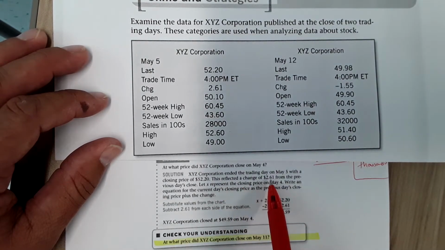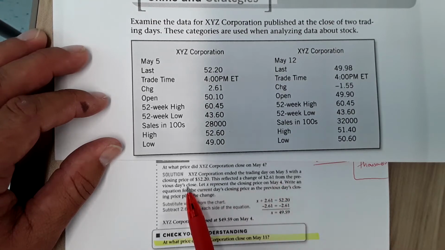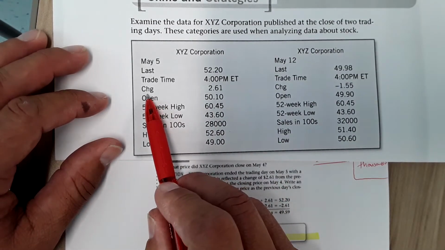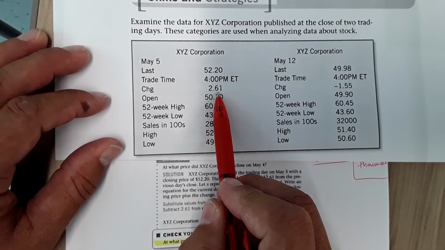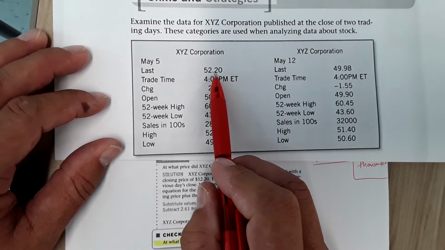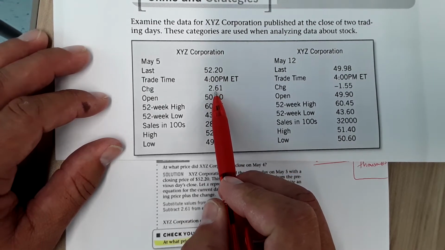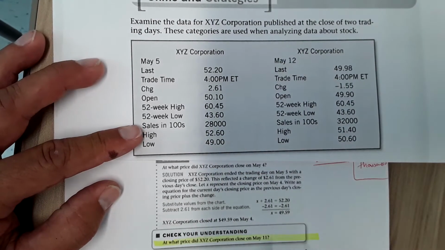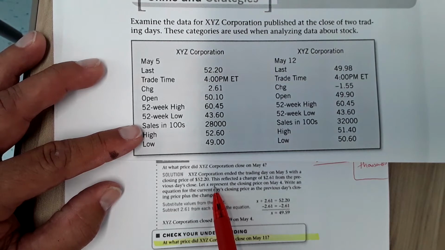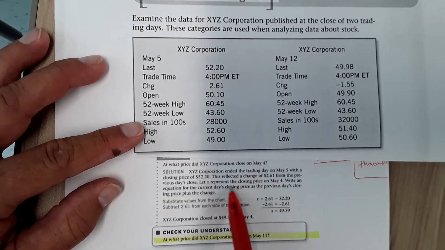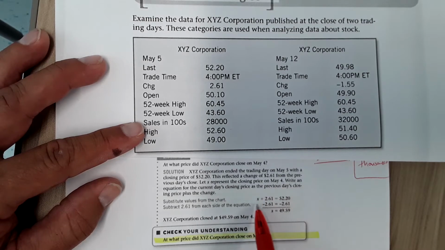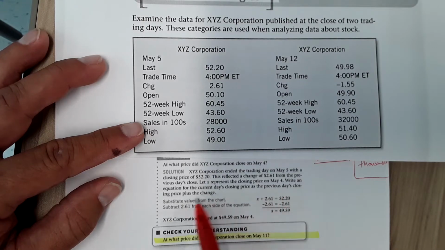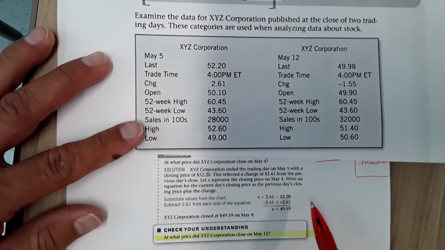This reflected a change of $2.61 from the previous day's close. This entry labeled change. So this was the last trade, the dollar amount, and that was a change from the previous day of this amount, $2.61. If we write an equation, let x represent the closing price on May 4th, which we don't know. Here's this x. Write an equation for the current day closing price as the previous day's closing price plus the change.